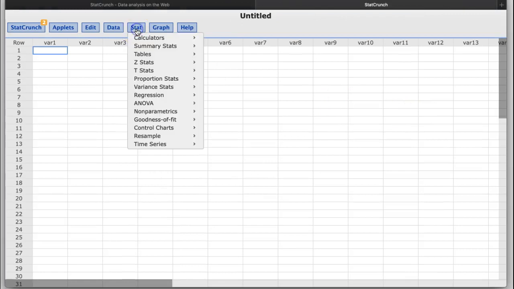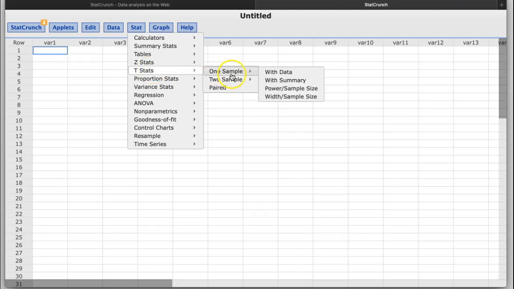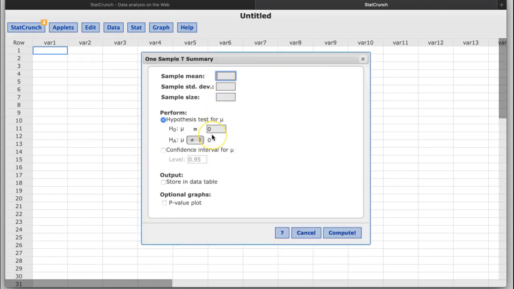So you would go to Stat, and we would go to T stats, because we're using a t confidence interval, and we would go to one sample. And here is with data, and here's with summary. We're going to use summary because we actually don't have the raw data. We're just given the sample mean, sample standard deviation, and the sample size. So that's where that table comes from. You plug in your sample mean, your sample standard deviation, your sample size, click on confidence interval, whatever level you want, boom, done. So make sure that you're doing that.